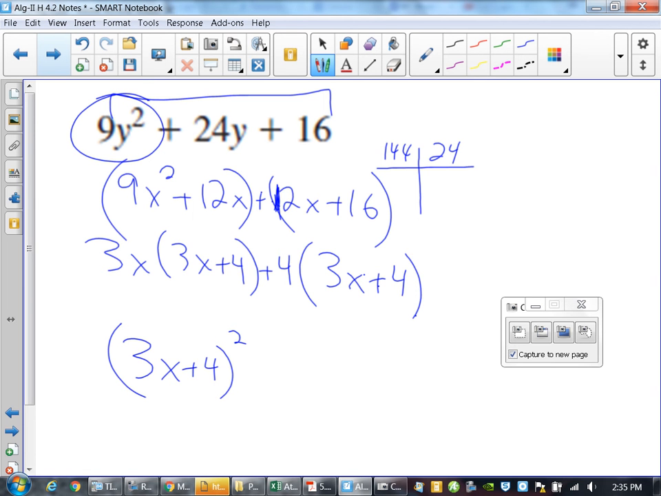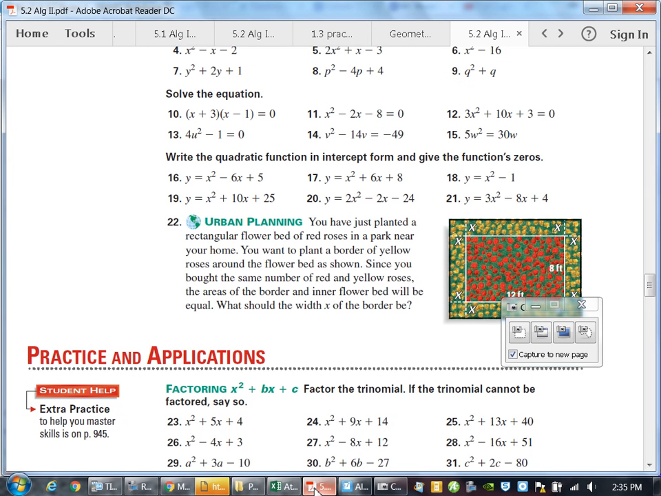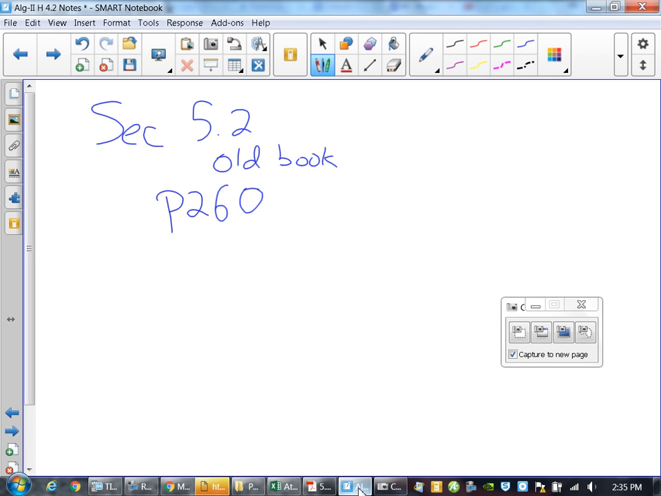Okay. So yeah, again, the homework stuff is on that. It's that section 5.2 in the old book. What is it? Page 260 something? It's already in the calendar and all that. So it's 260. 24 through 88 by 4.